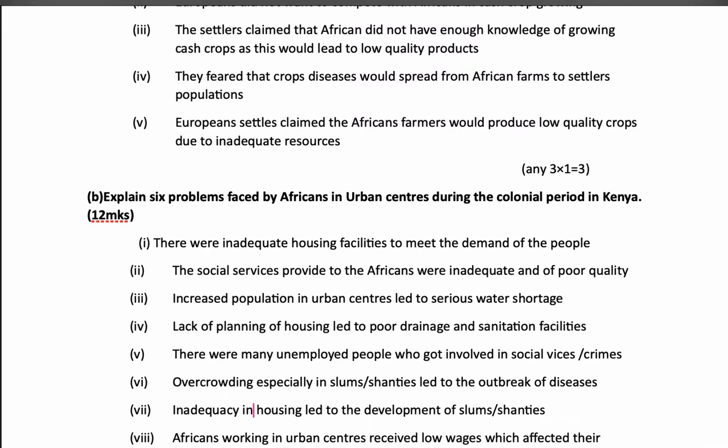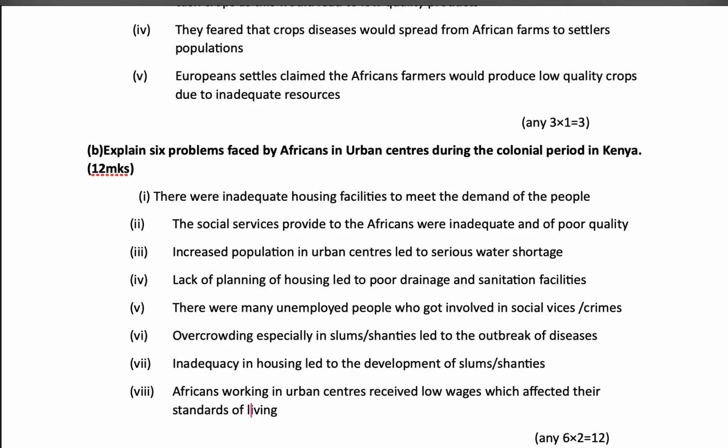Question 20b. Explain 6 problems faced by Africans in the urban centers during the colonial period in Kenya. 12 marks. 1. There were inadequate housing facilities to meet the demand of the people. 2. The social services provided to the Africans were inadequate and of poor quality. 3. Increased population in urban centers led to serious water shortage. 4. Lack of planning of housing led to poor drainage and sanitation facilities.